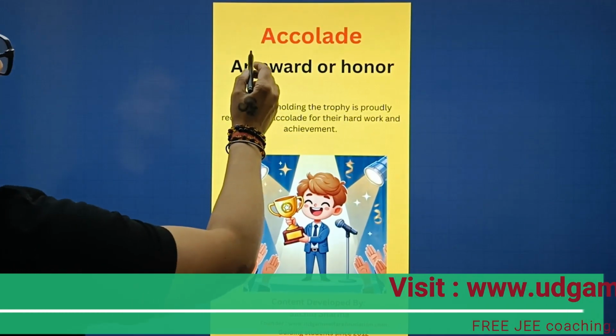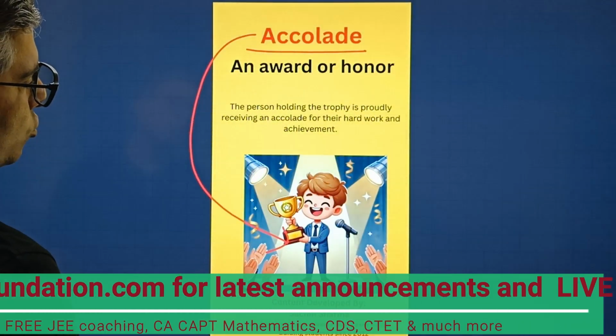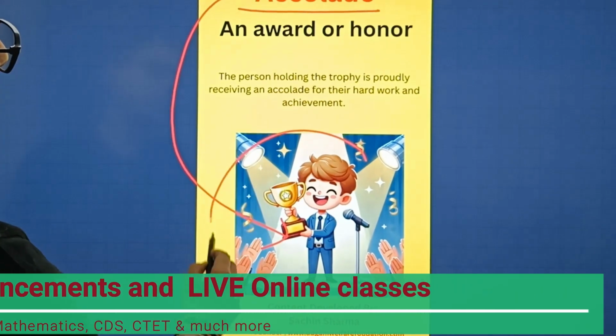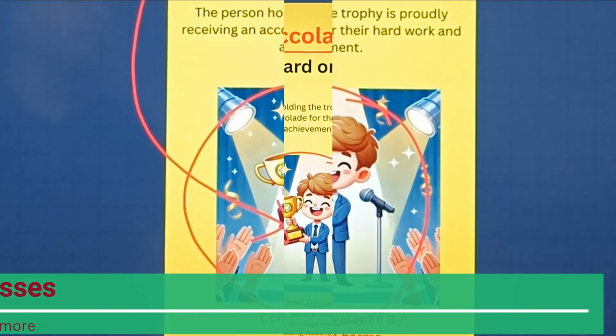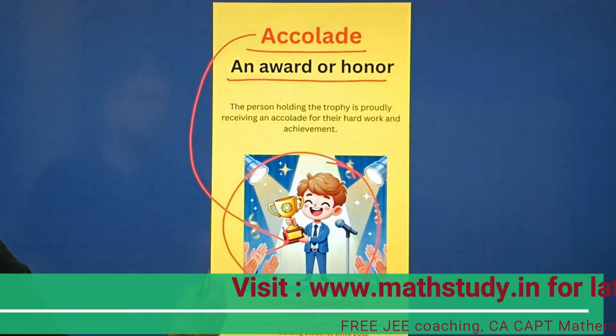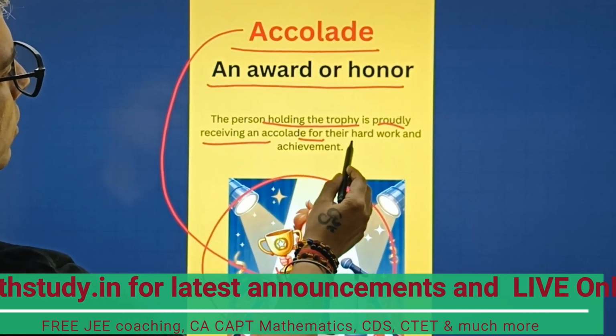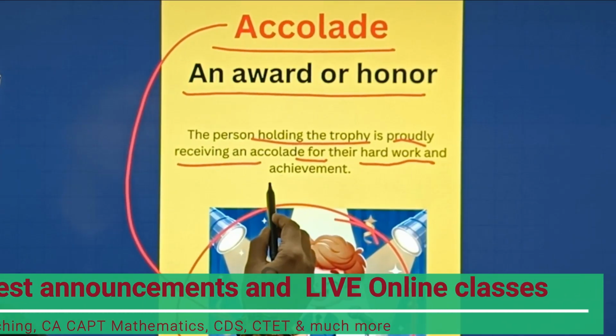So our next word is accolade. Accolade means, here what the picture shows is basically a person standing on the stage and getting some award here. So the meaning of this one is an award or an honor. The person holding the trophy is proudly receiving an accolade for their hard work and achievement.